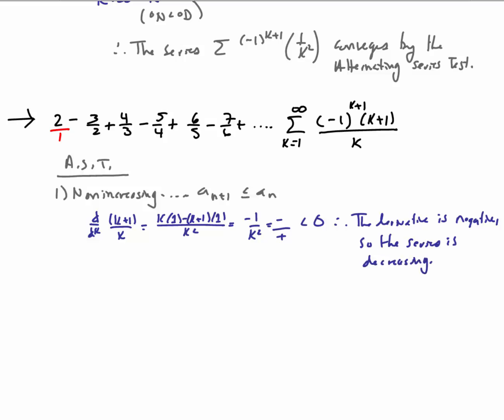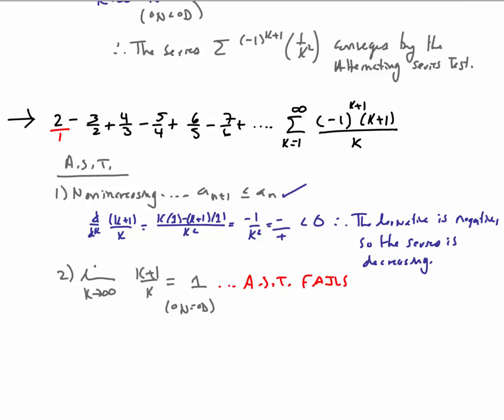Now it's never equal to 0, so it's definitely decreasing, so I can say that that's non-increasing as well. So that criteria has been met. Second criteria, the limit as k approaches infinity of k plus 1 over k, that's equal to 1. Why? Because the degree in the numerator equals the degree in the denominator. And so the alternating series test fails, because I had to have that equal to 0 in order for the alternating series test to be successful.